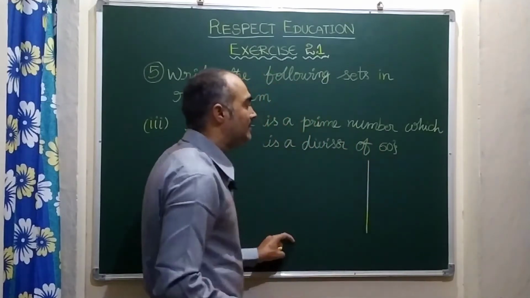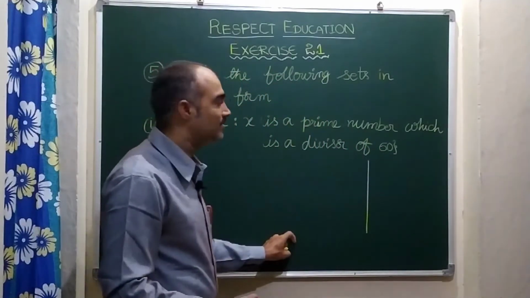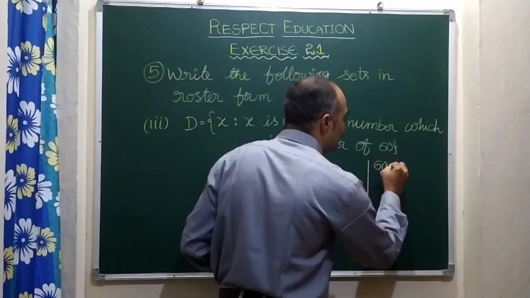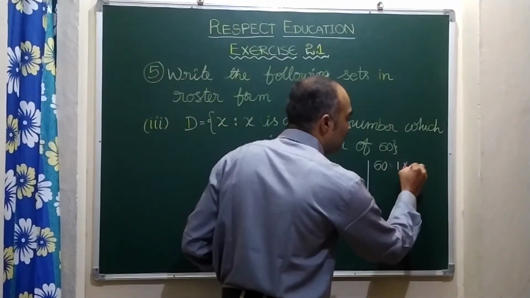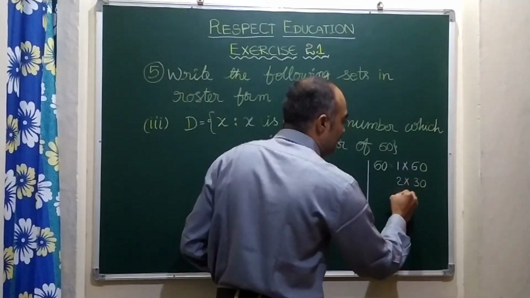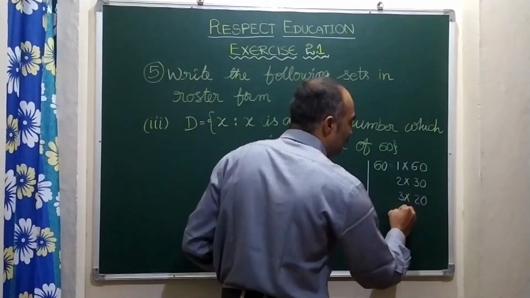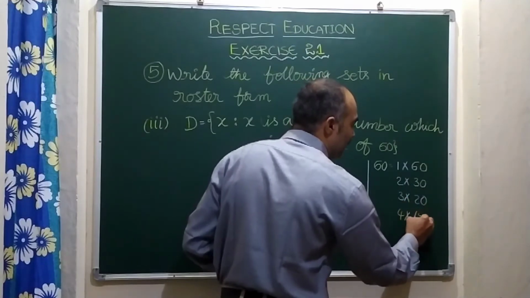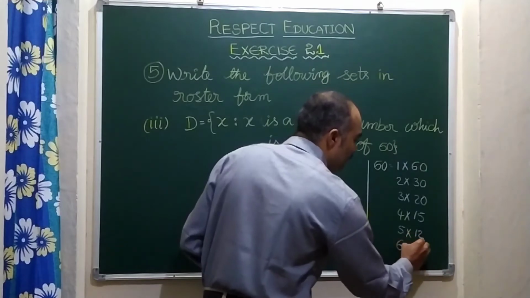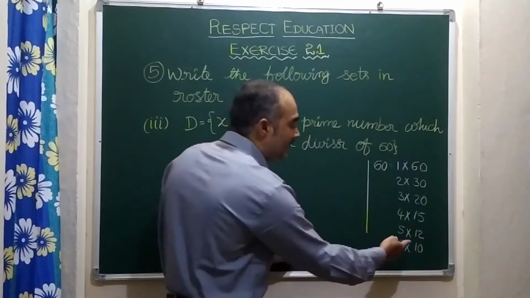First I am writing the divisors, means factors of 60. So here 60 can be written as 1 into 60, 2 into 30, 3 into 20, 4 into 15, 5 into 12, 6 into 10. Next one, 10 into 6.